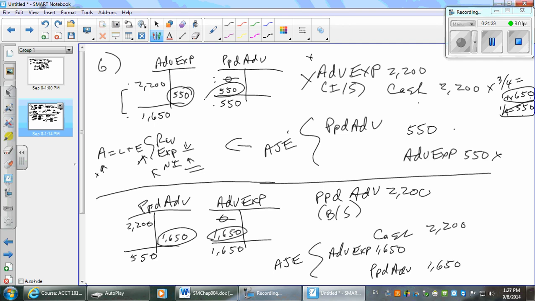So what would be wrong if you didn't report it? Assets would need to be higher. What would be wrong with them? Understated, everybody agree? Equity needs to be higher, it would be understated. Liabilities would be fine, right? No effect. Revenues, no effect, there's no entry to it. Expenses need to be lower, they would be overstated. Net income needs to be higher, it would be understated. Everybody sees all the relationships.